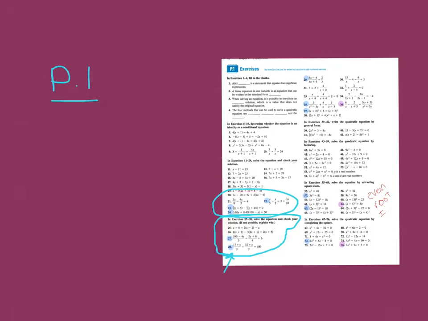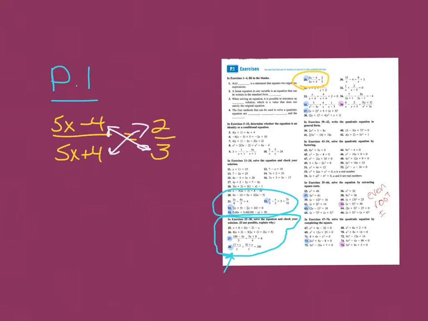When you get to a question like 29, something like 5x minus 4 over 5x plus 4 equals 2/3, I've got one fraction on either side of the equal sign, so I can simply just cross multiply.